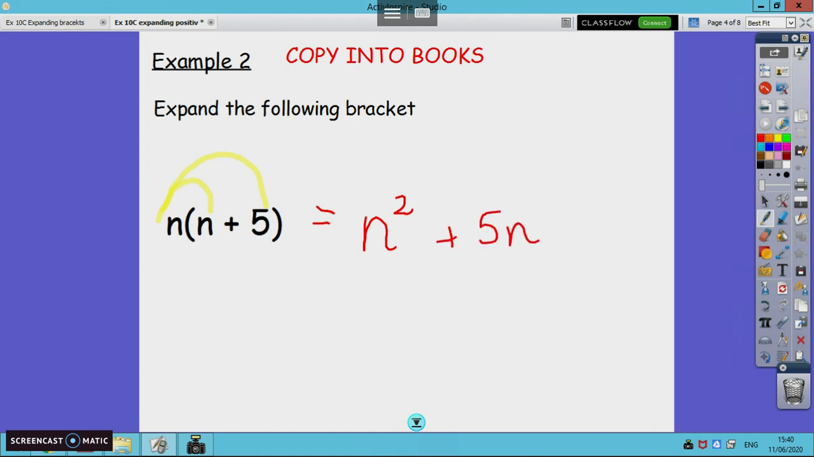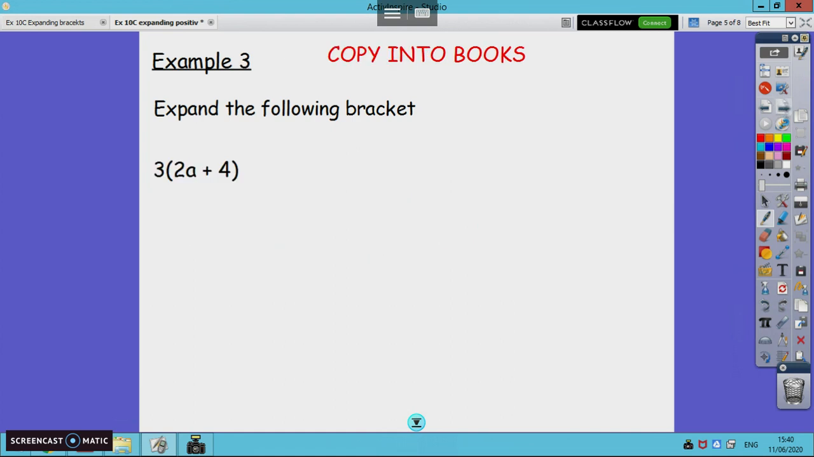And that's it. Done. The key thing to remember is that when it's the same letter times itself, it has to be n squared. Okay? So that's the second example done. So make sure you've got that down in your book or on your Google document, please.